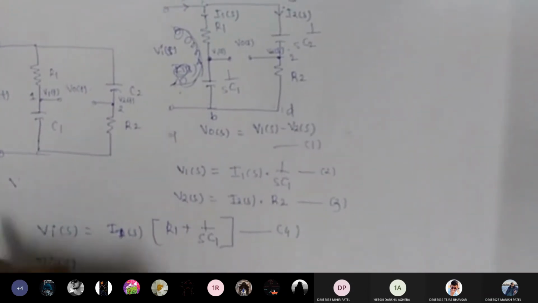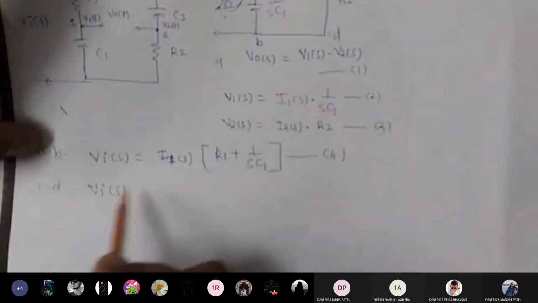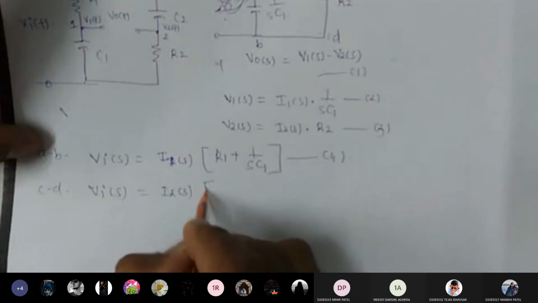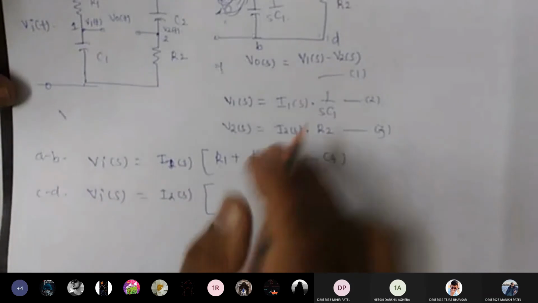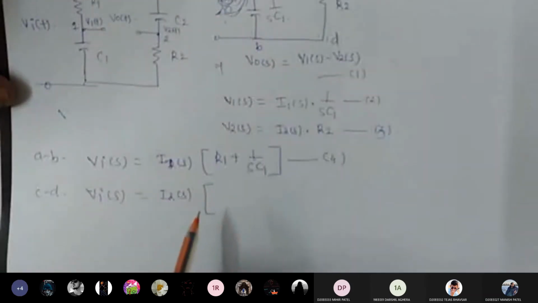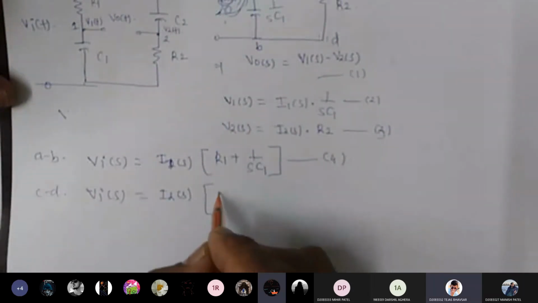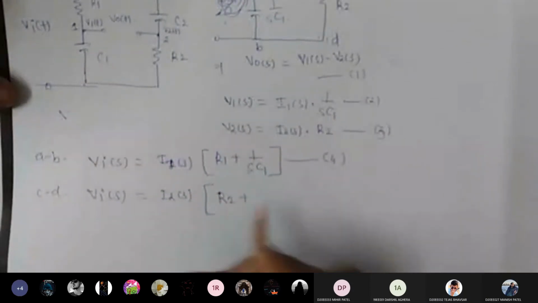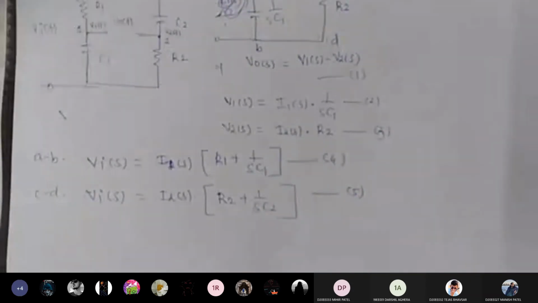Similarly, this is for AB. I am writing for CD now. V output S is equal to I2S into, since it is the voltage across CD, I2S into R2 plus 1 upon SC2. This will be equation number 5. Okay.